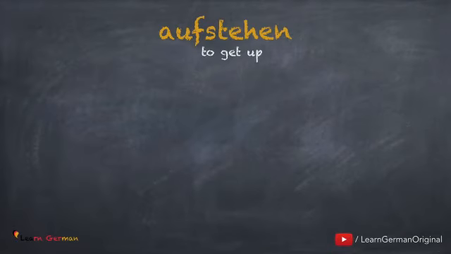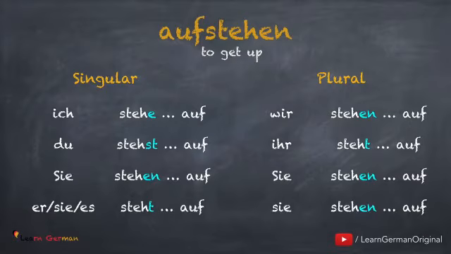Now let's see how to conjugate such verbs. Aufstehen. You should remember that in trennbare Verben, the prefix is at the end and the verb is just conjugated normally. In this case, stehen is a regular verb, so we will conjugate it like a regular verb. Ich stehe auf, du stehst auf, er, sie, es steht auf, wir stehen auf, ihr steht auf, sie stehen auf, Sie stehen auf. If you want to revise verb conjugation, you can go through our lesson 14 and 15.